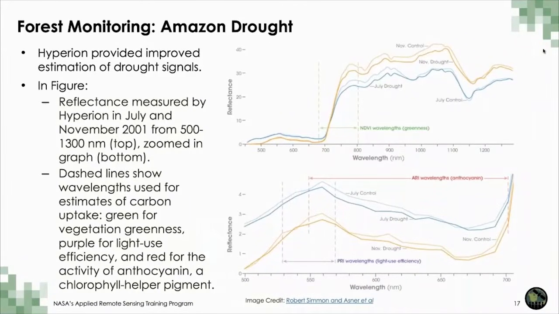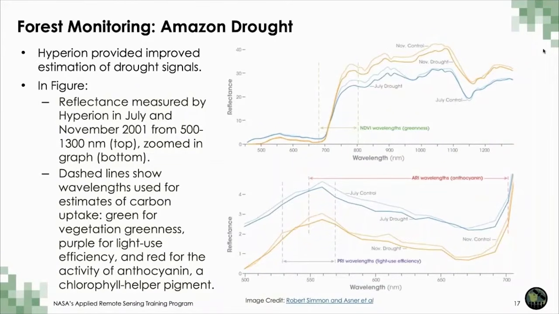In this study, the team of researchers showed that Hyperion provided improved estimates of drought in this region. Reflectance was measured in July and November of 2001, that drought year. The use of Hyperion data provided 3 new indicators that could only be made from hyperspectral observations. One that was sensitive to the amount of a chlorophyll helper pigment called xanthophyll, and one that was sensitive to a pigment called anthocyanin, and another that was sensitive to water content in the leaves in the forest canopy.